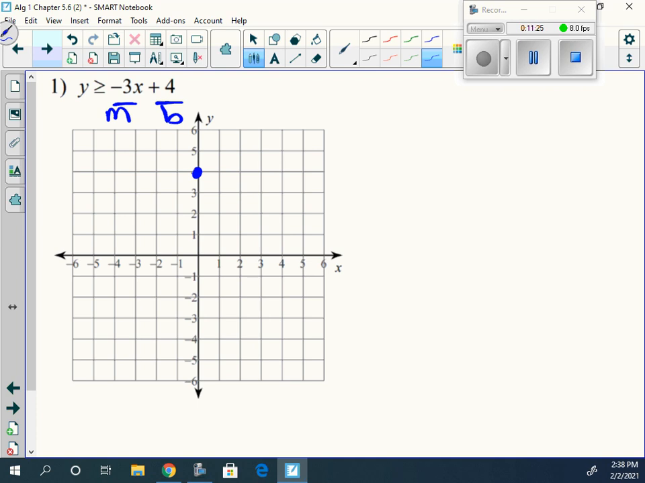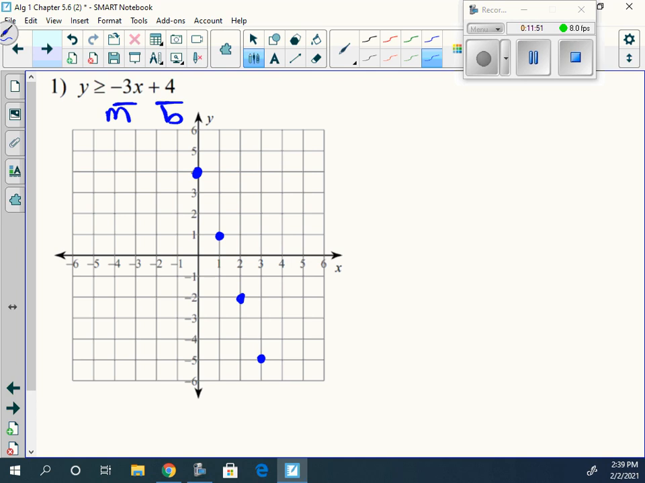Now, our slope is negative 3, so what does that tell us? So I go down 1, 2, 3, and over 1 to the right. Now, we can do this again. I can go down 1, 2, 3, and over 1 to the right to make the line.